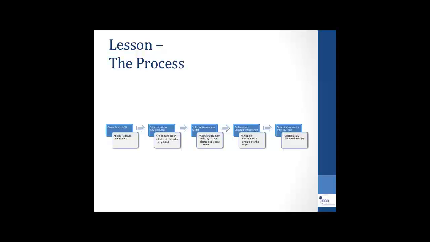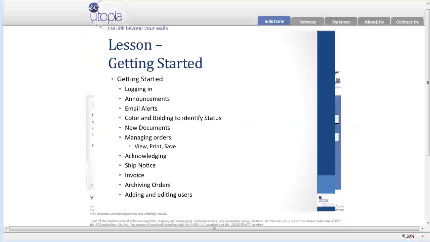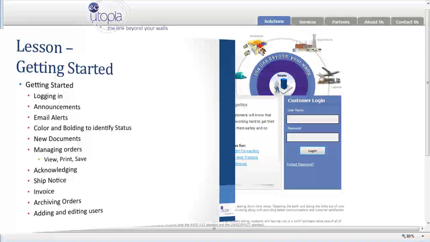From there, the seller acknowledges the order. Acknowledgments with any changes are electronically sent back to the buyer. The seller enters a ship notice when the shipping information becomes available, and that's transmitted electronically to the buyer. And then at the end, the seller enters an invoice into EC Utopia, and that's electronically delivered back to the buyer.